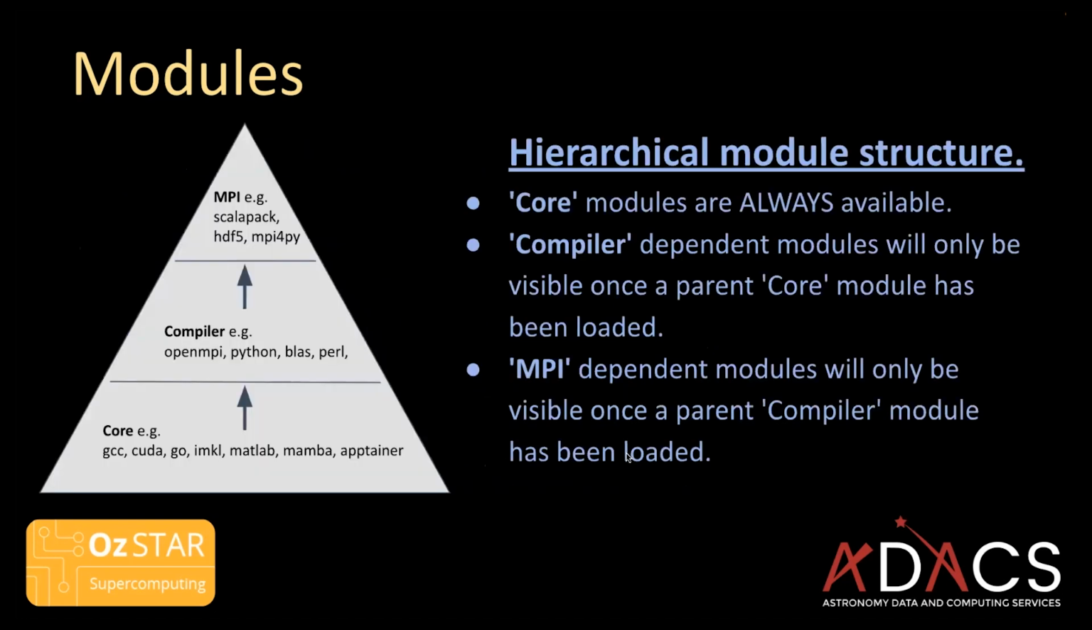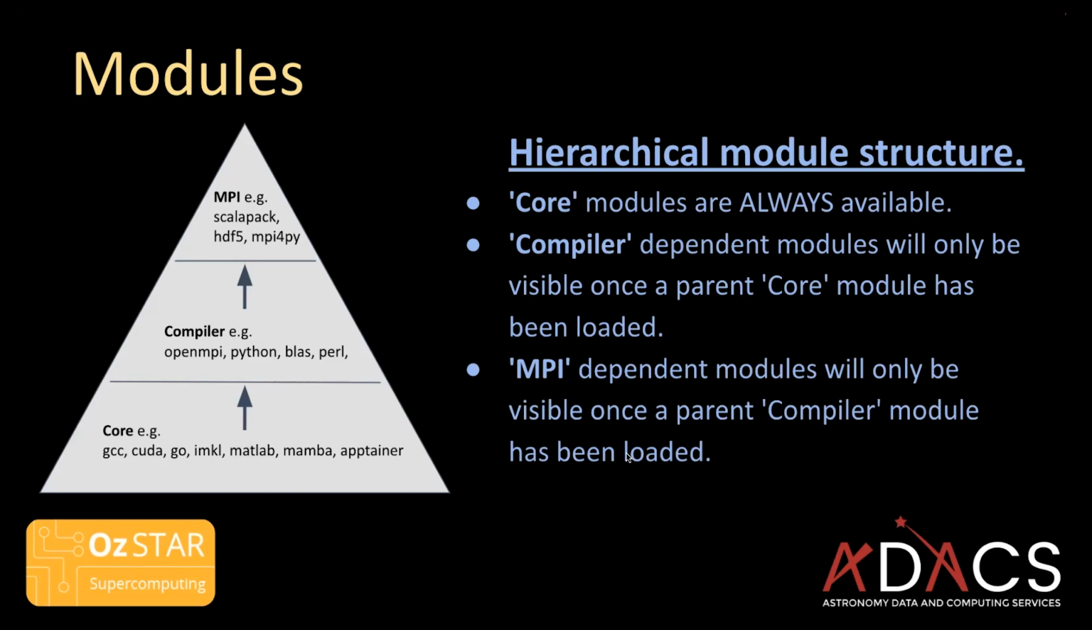So one key difference on our setup is that we enforce a hierarchical module structure. I think on the old OzSTAR, this was not quite enforced as it is now. So there's something to keep in mind. But essentially, modules fit into three categories. There's your core modules, there's compiler-dependent modules, and there's also MPI-dependent modules. And they're stacked together in this hierarchical structure.